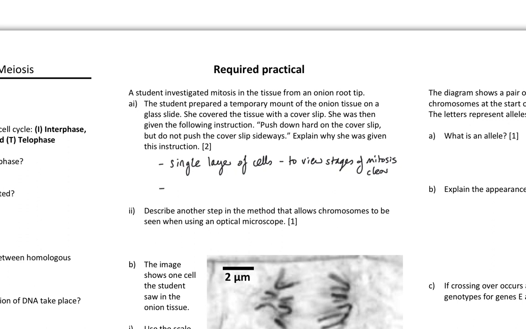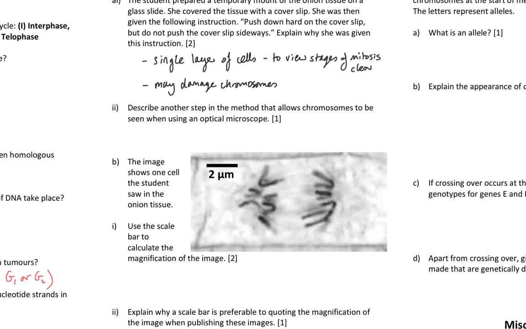And why not go sideways? Well, that would roll cells over each other or potentially damage chromosomes. So it's easy to put, may damage chromosomes. Again, I'm trying to view chromosomes. The last thing I want to do is damage them. That's that.